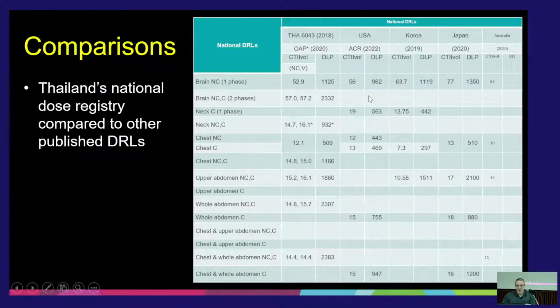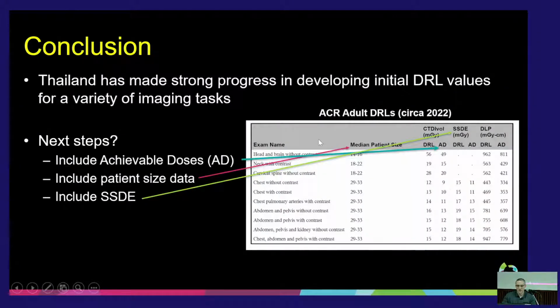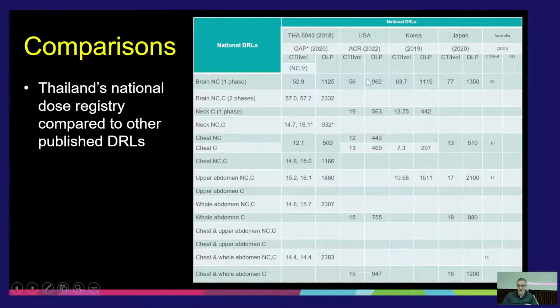Some data that was provided, once again, by Nepapong, shows your Thai DRLs. We have 52.9 for the CTDI, and Kalpana already mentioned that for us in the US it's 56. So you're doing better. You guys are beating us.